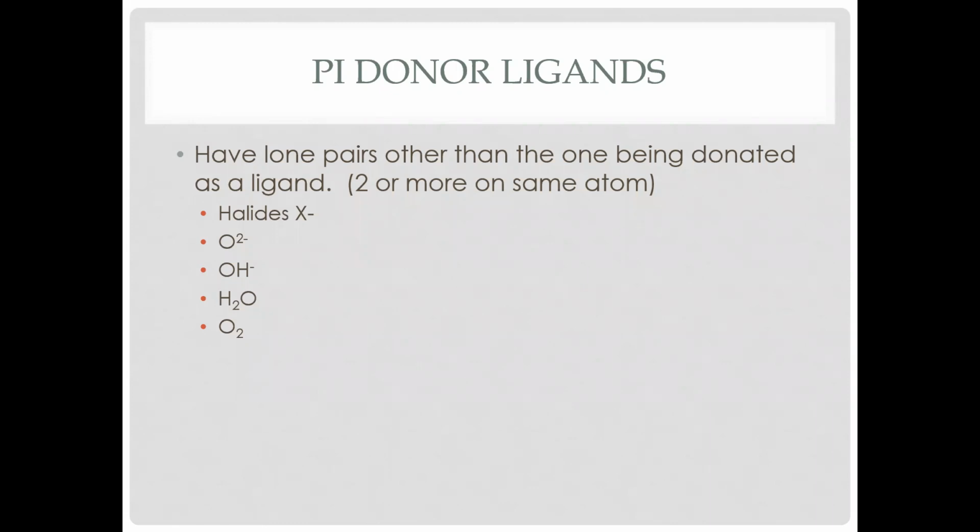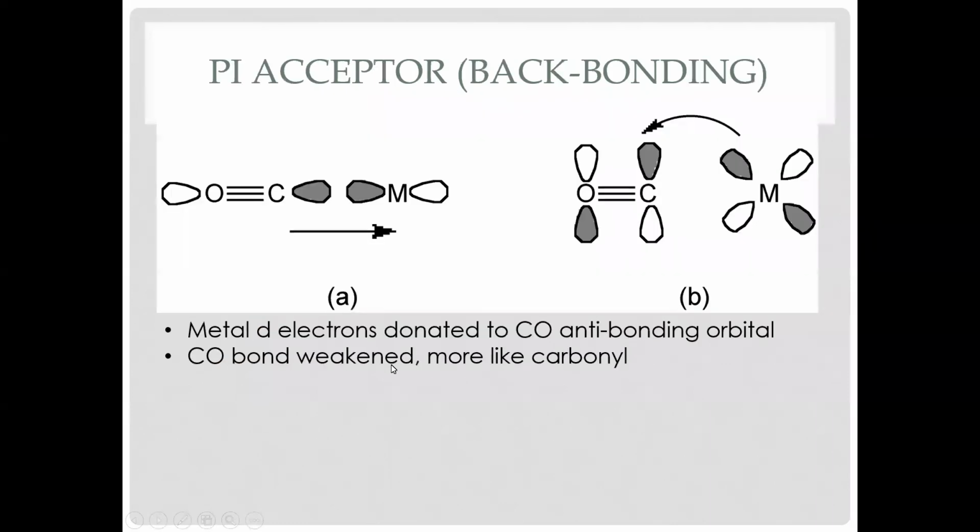We call this type of ligand a pi donor ligand. It is also a sigma donor because they're all sigma donors, but these are classified as pi donor because in addition to being sigma donors, they also donate a little bit of pi electron density. Our last group is what we call a pi acceptor or back bonding ligand. Good examples of this are either carbon monoxide or carbon dioxide.